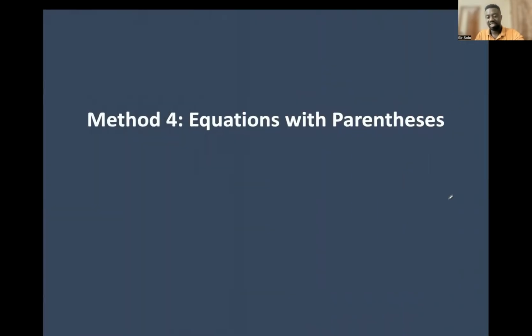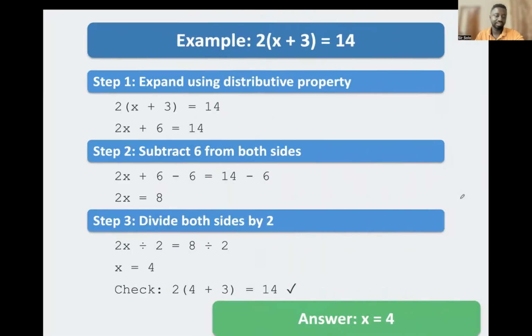Next, we are dealing with equations with parentheses. If you have an equation like 2 times (x plus 3) equals 14, what do we do? You have to expand using the distributive property. So what is the distributive property? A times (B plus C) is equal to A times B plus A times C.